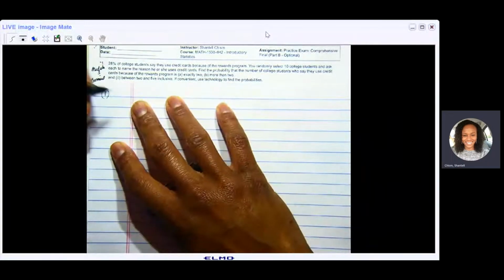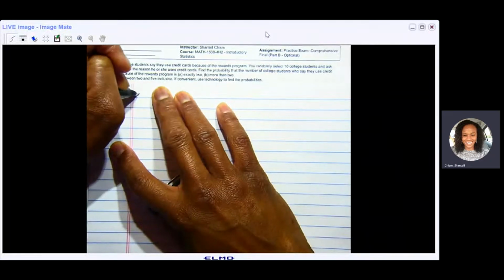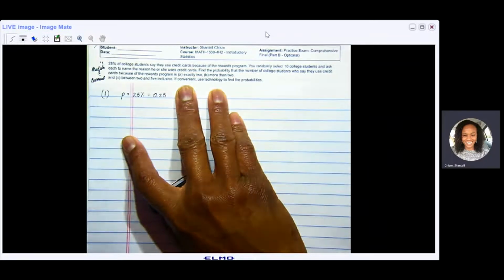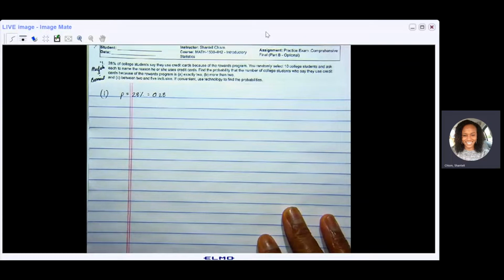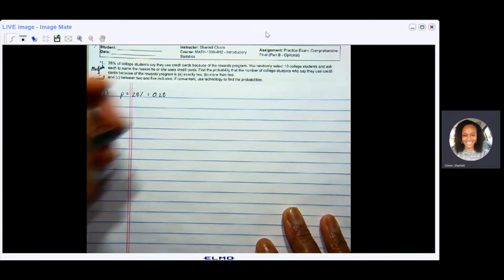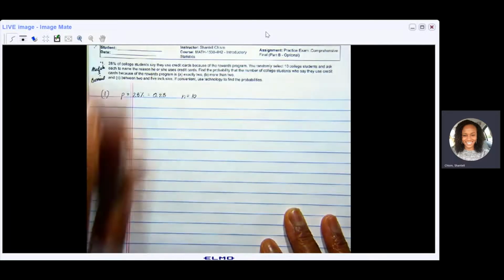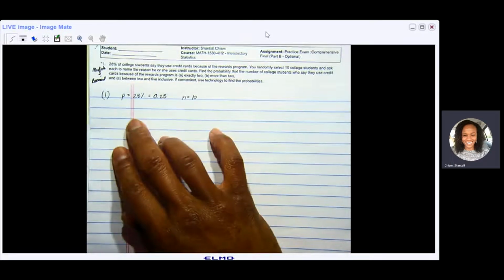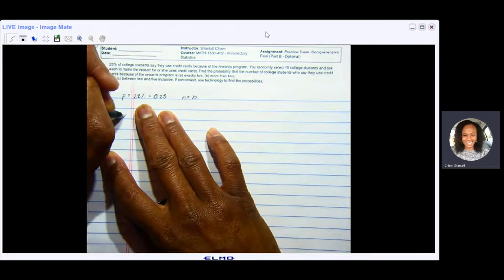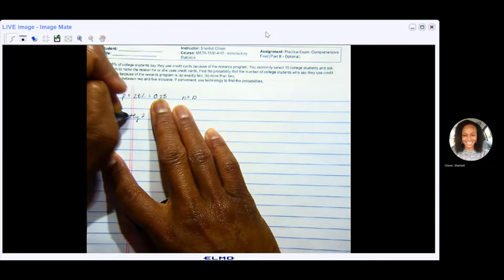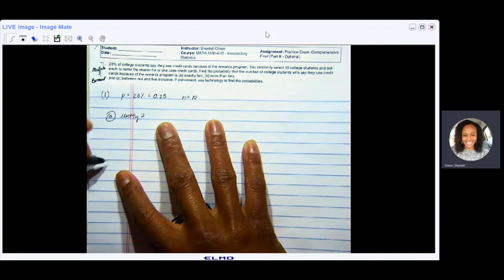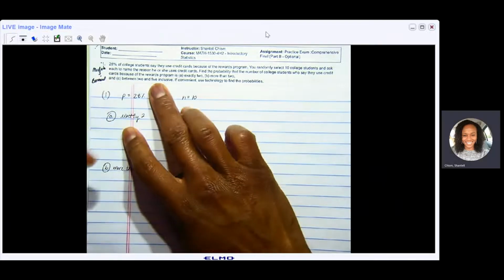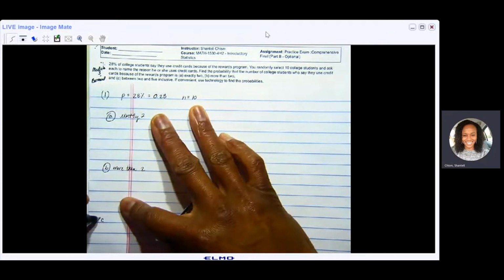Okay, so 28%. Remember, the percent is always going to be the P, but we are going to change that to a decimal, 0.28. So your probability of success is that percent that you're given. That's your P. It says you randomly select 10 college students, so N is going to be 10 here, and ask each to name the reason he or she uses credit cards. Part A, find the probability that exactly 2. Part B, more than 2. And C, between 2 and 5 inclusively.